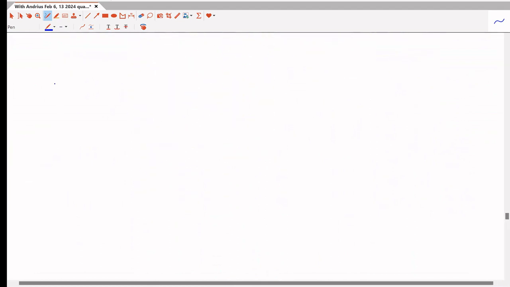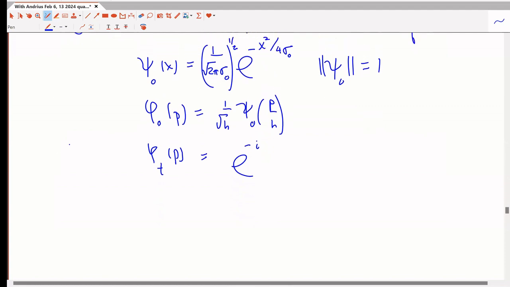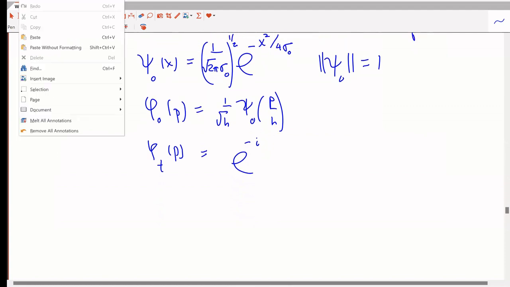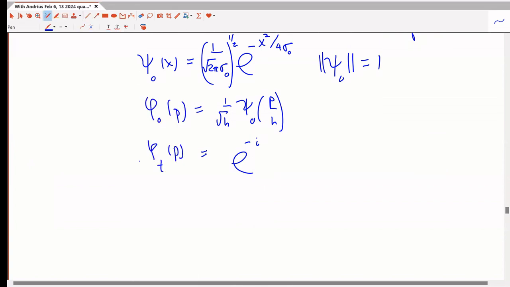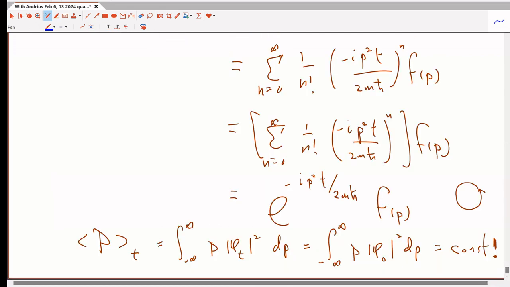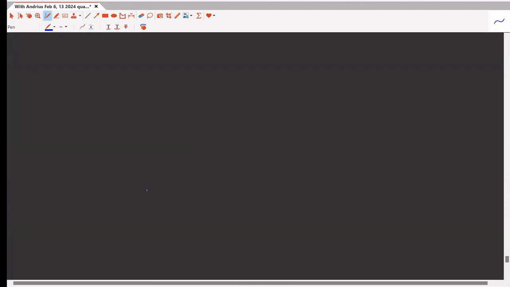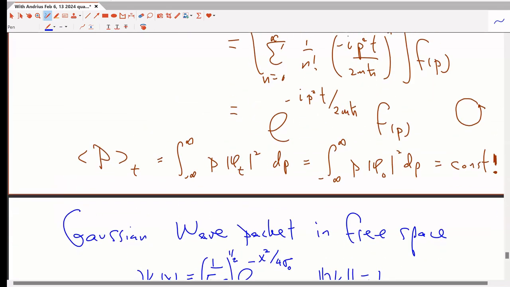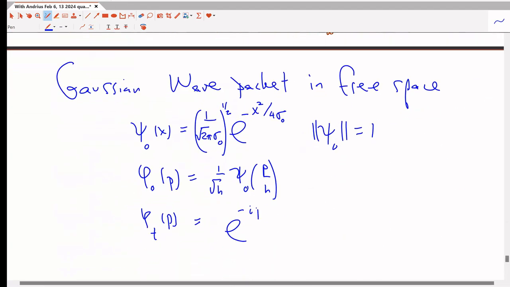Oh my goodness. I inserted things at the wrong place. I'm totally in the wrong part of the document. So I have to take this page, cut my page, move it to the bottom here, and append the cut page. This is very fancy. So okay. We did it. Good job. Okay. So anyway, it's that: i p squared t over 2m h bar.